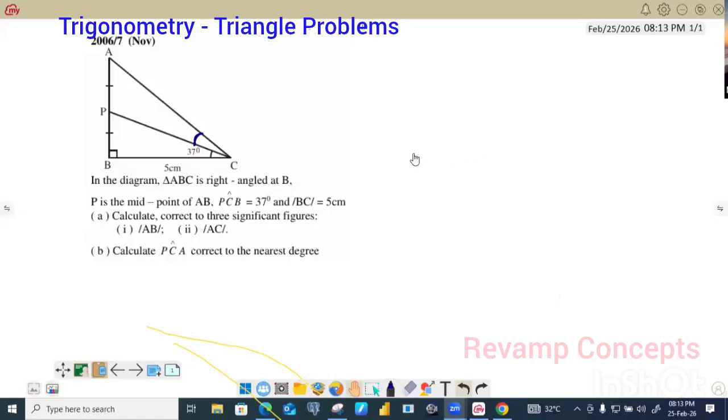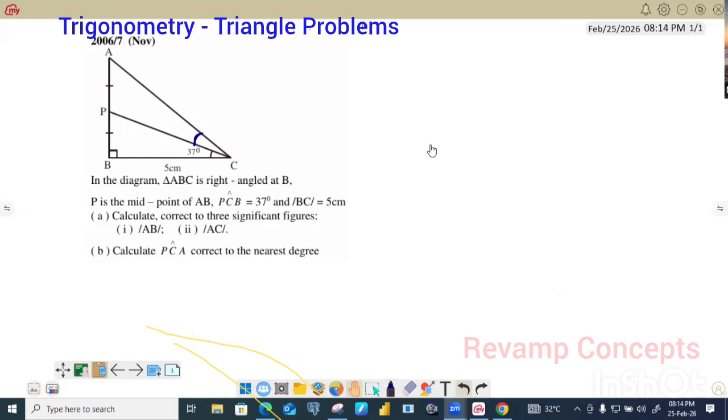Here we have a triangle ABC, which is right angled at B. P is the midpoint of AB. That simply means PB equal to AP. So we have angle PCB to be 37, and line BC to be 5 centimeters. We have to calculate, correct to three significant figures, line AB, okay?